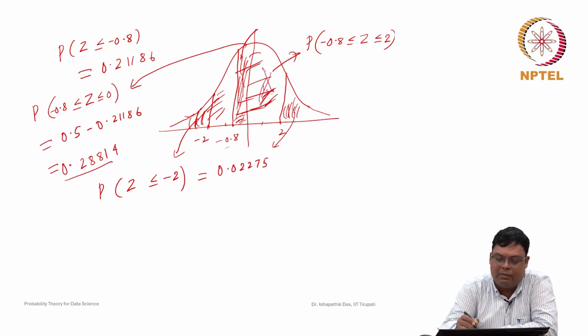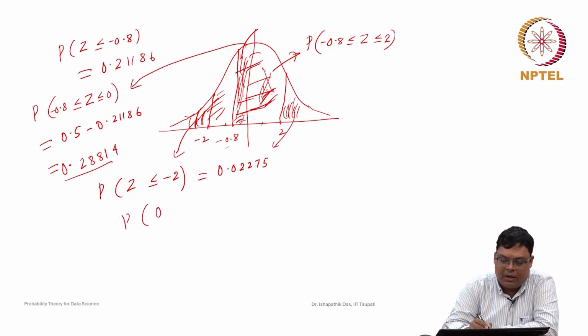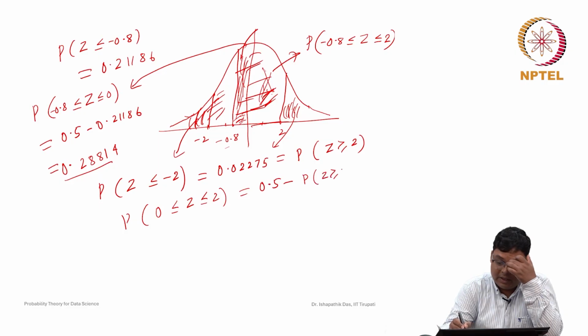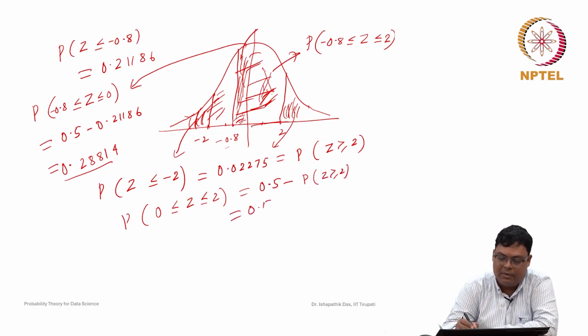So, what will this probability be? This probability will be nothing but the probability that z is greater than or equal to 2. First we have to find the probability of z less than or equal to 2. This will be half minus the probability that z is greater than or equal to 2, because the total probability on one side is half. So, this is 0.5 minus the probability that z is greater than or equal to 2, which is the same as the probability that z is less than or equal to minus 2, which is 0.02275.